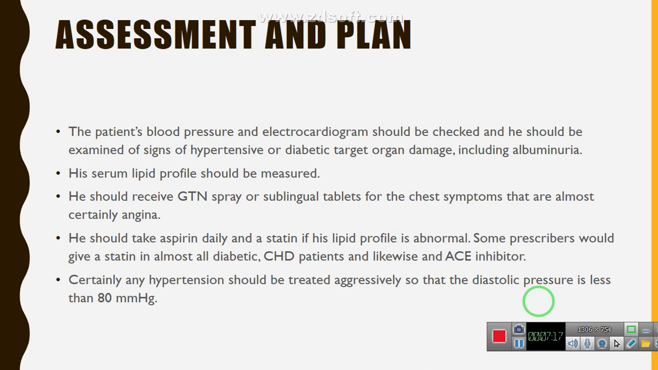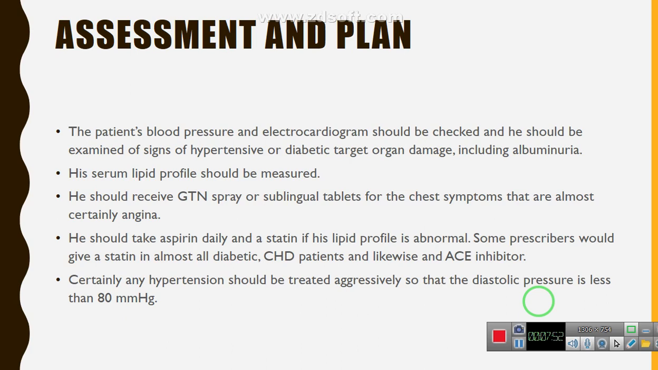He should receive the GTN spray or sublingual tablets for the chest symptoms that are almost certainly angina. And GTN is glyceryl trinitrate, which is a vasodilator, and it will increase the blood flow towards the heart, and so the heart will not have to work so stressfully in order to pump the blood from the heart.